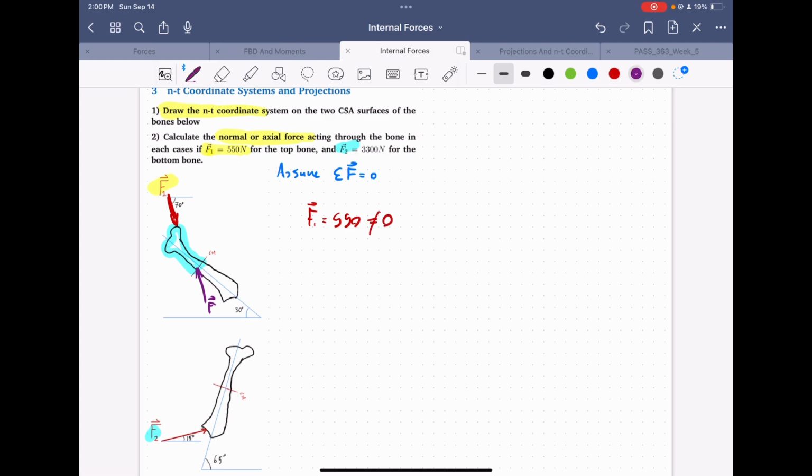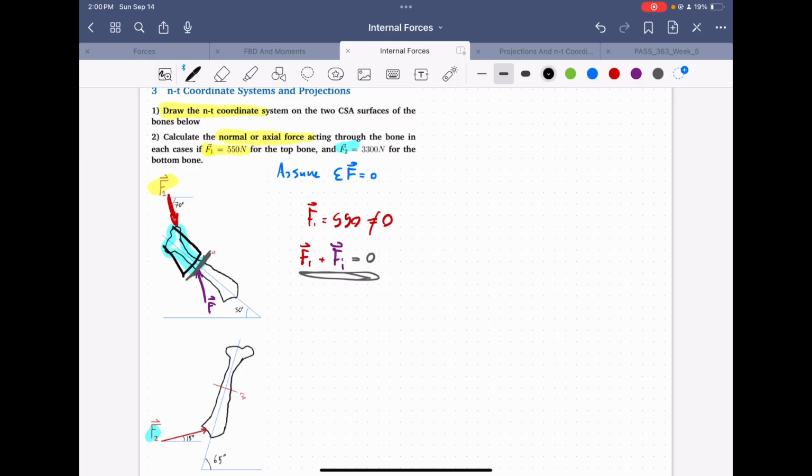So we know that it has to be something like F1 plus F, we can call it I for internal force, which gives us 0 to show that it's not moving. So that first step, now that we know there is a force, is finding a coordinate system to represent that force here. And that's where that NT coordinate system is.